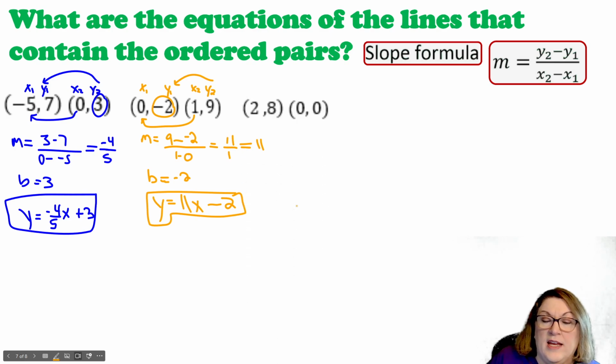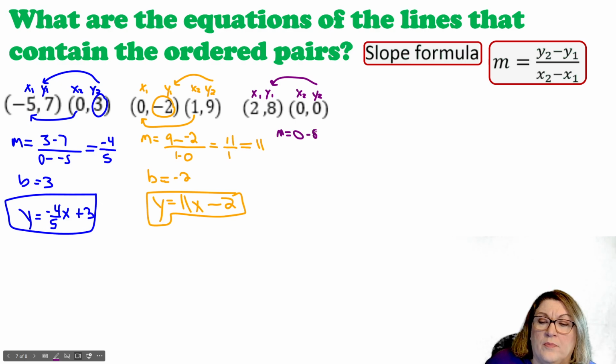All right, the next one is the same kind of problem. Here we'll do purple this time. All right, so again, I've got xy. I've got xy. These are my 1's. These are my 2's. So second y minus the first y, that would be 0 minus 8 on the top. And then second x minus the first x, that would be 0 minus 2 on the bottom. And this time we end up with a negative 8 over a negative 2.